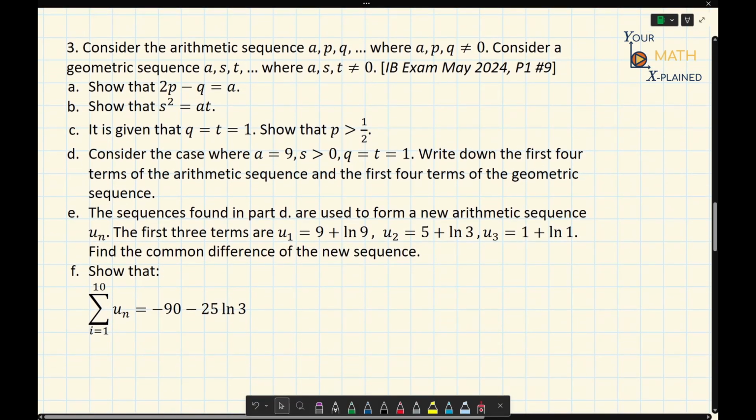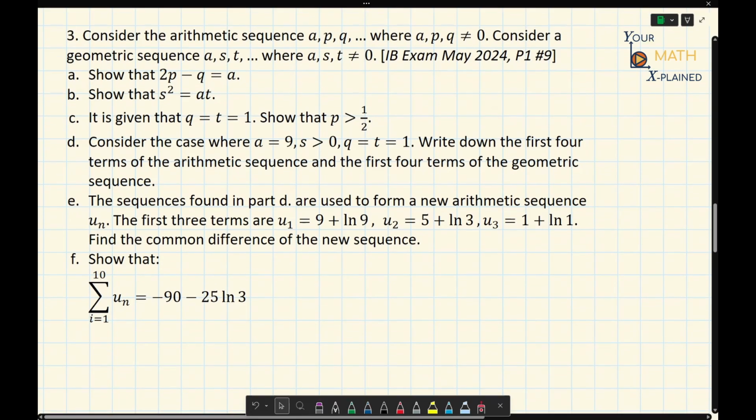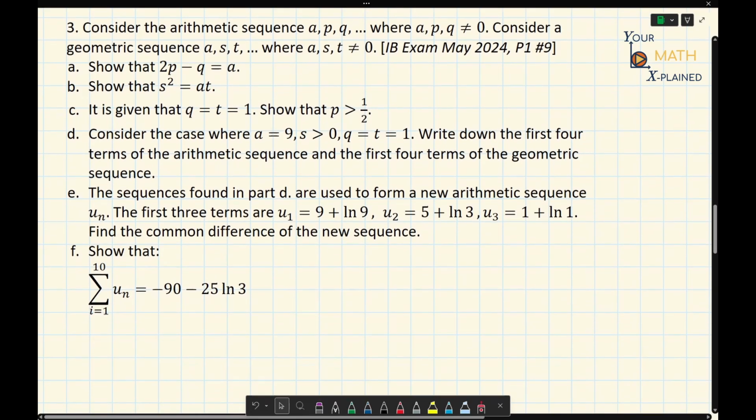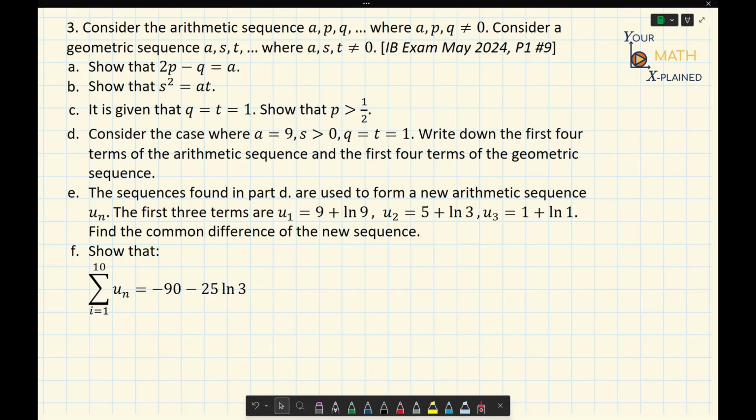And now for our last example, we're going to take a look at a question that appeared on the IB exam back in 2024. So here we're given two sequences. The first is an arithmetic sequence, a, p, q, where the terms are not equal to 0. And the second sequence is a geometric sequence, a, s, t, where again the terms are not equal to 0. So because this question is quite long, and I'm going to be scrolling down as I work, feel free to take a screenshot so that you can follow along.